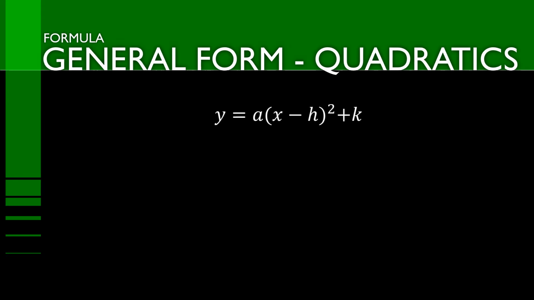And this is going to be y equals a times the quantity x minus h squared plus k. Just like we had with absolute value, everything stays the same in what it means. So a is going to be stretch, compress, reflect. H is going to be your horizontal movement in the opposite direction of what it appears to be. And then k is going to be your vertical movement in the same direction as what it appears to be.